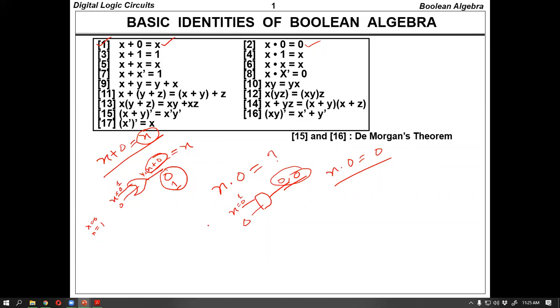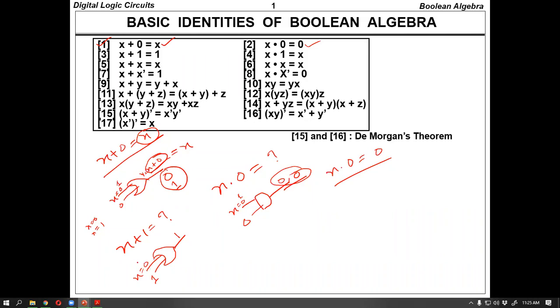So, now our third law. X plus 1 is equal to, what is this? This is very simple. All I draw is this, plus means OR gate. Now this not 0. Now, one input is 1, another is x. So now x is equal to 0. So 0, 1, output 1.